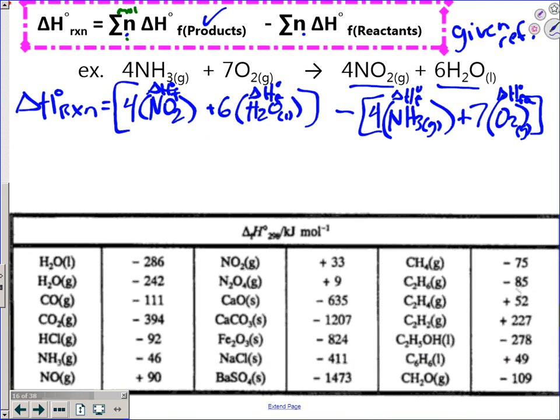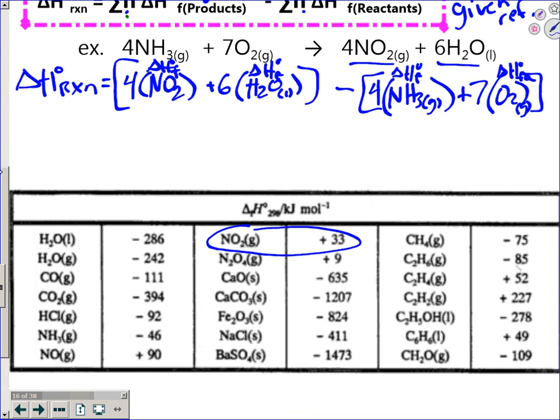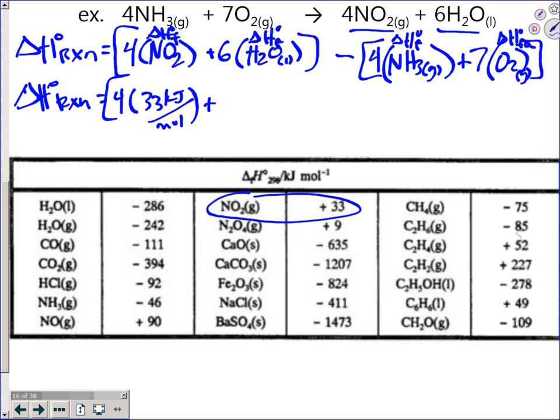Okay, so now what we're going to do is look below for nitrogen dioxide. You guys see it here? Okay, so plug in positive 33 where you put nitrogen dioxide. And I'm going to write this alongside with you guys. Delta H of reaction equals 4 times 33 kilojoules per mole plus water liquid, negative 286, right? Sorry, it's a little blurry. So it's 6 times negative 286 kilojoules per mole.